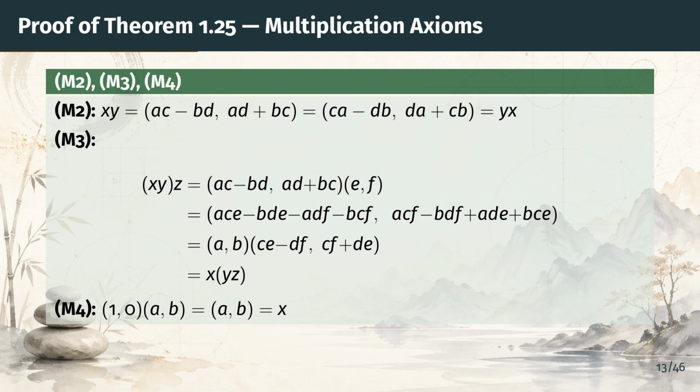Commutativity of multiplication follows because real multiplication is commutative. Associativity is the most tedious verification. The slide shows the full expansion. The key point is that no matter which product you compute first, the cross terms rearrange to give the same result. You can verify this yourself by expanding in the other order. Finally, the pair 1, 0 acts as the identity. The crucial remaining axiom is the existence of multiplicative inverses, which we address next.